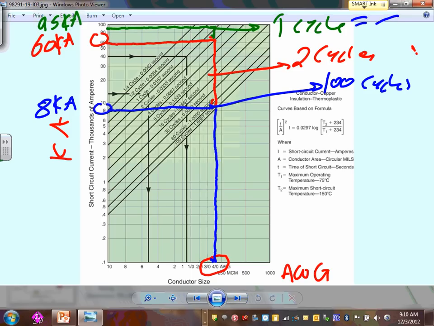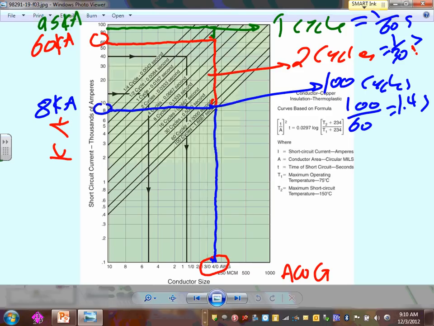So one cycle is 1/60th of a second. Two cycles, 2/60, is 1/30th of a second. This one, 100 divided by 60, is 10 divided by 6, about 1.7 seconds, cool? We're not talking about hours, we're not talking about even minutes. Any questions guys about the values that you can get out of the conductors?